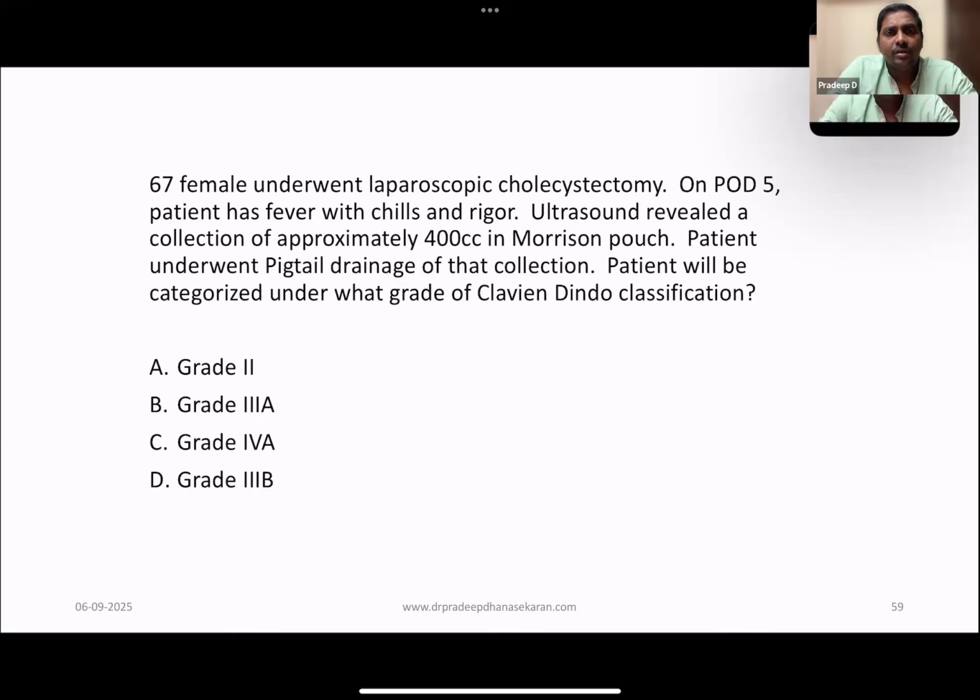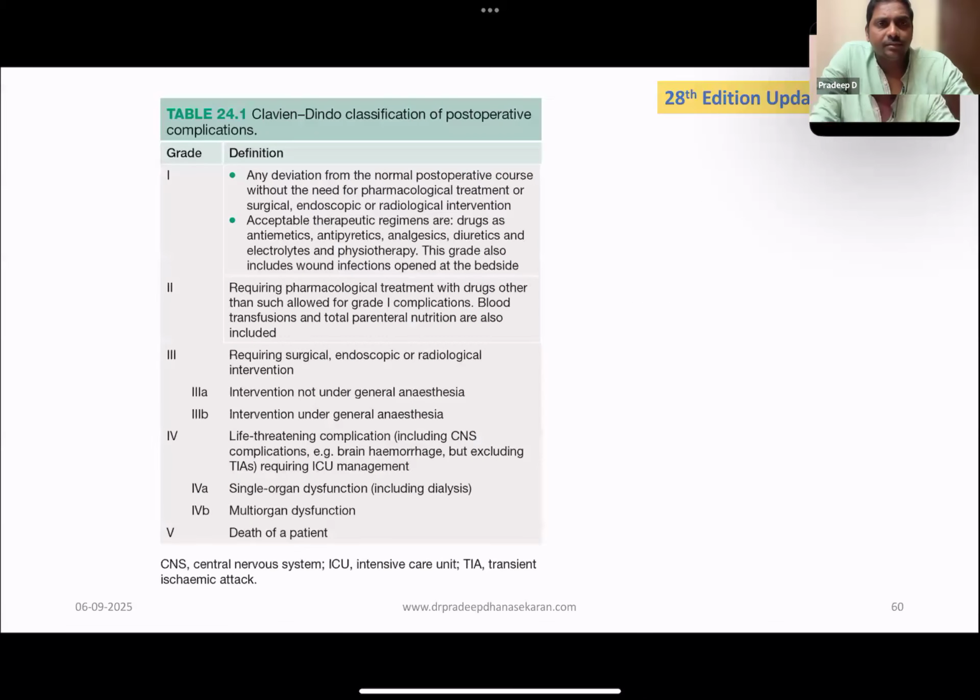For universal acceptance of any postoperative complications, we are using the Clavien-Dindo classification. Any postoperative complication which requires a radiologist intervention procedure done under local anesthesia will be classified as grade 3A. Looking at the grades, grade 1 is any deviation from the normal postoperative course without the need for pharmacological treatment. You give routine antipyretics, analgesics, physiotherapy, etc.